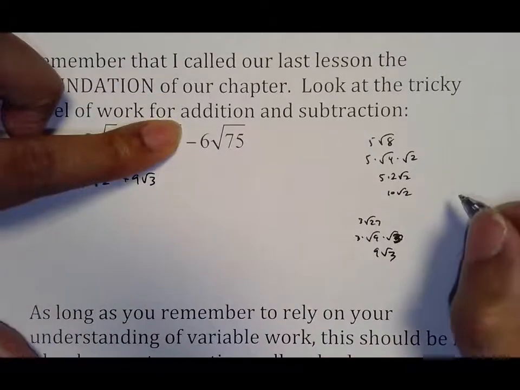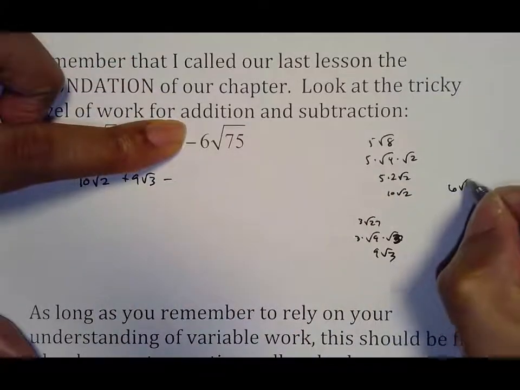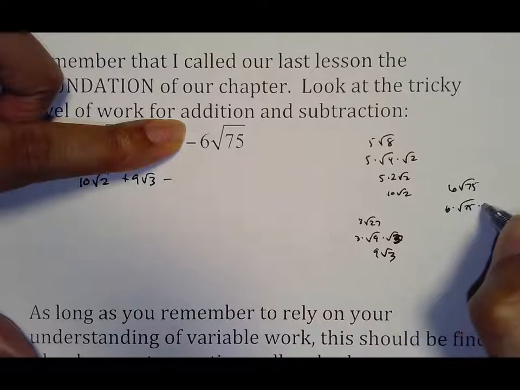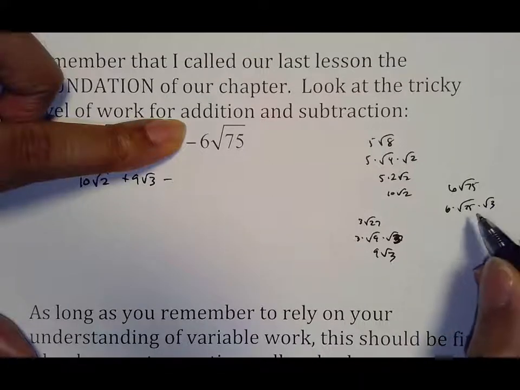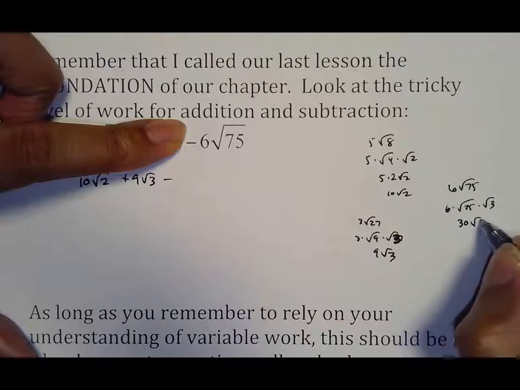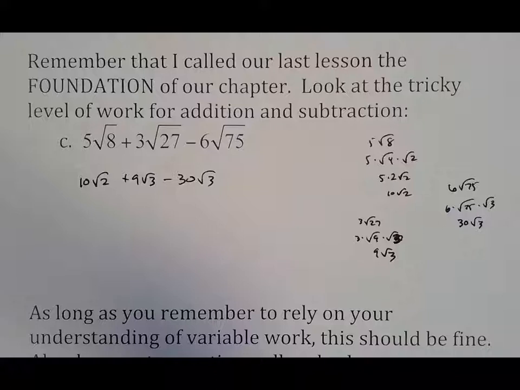And then minus 6 root 75. Don't worry about the negative. I'll put that there. And then I'll go over here and do 6 root 75. 75 is 25 times 3. And again, that's going to turn into a 5. That's going to multiply by 6, making 30 root 3. So minus 30 root 3.